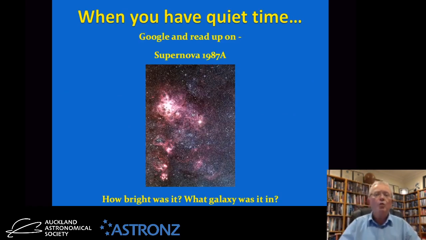So when you have some quiet time, this is an image of supernova 1987A. In other words, it was a supernova and was quite bright in 1987, so that's fairly recent as well. I suggest just a bit of homework: Google up supernova 1987A to see how bright it was in the sky, and in particular, what galaxy was it in? I think you'll find it was relatively close to the Milky Way. So that's just a little bit of homework for you.